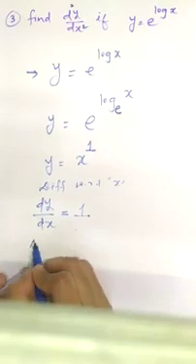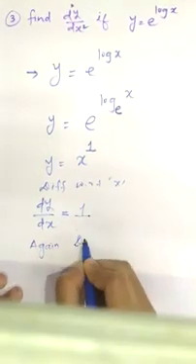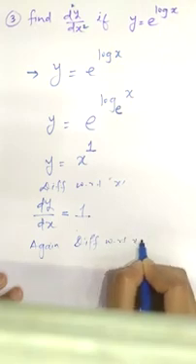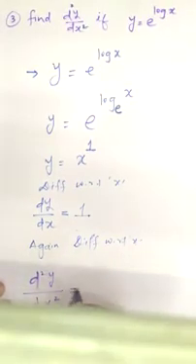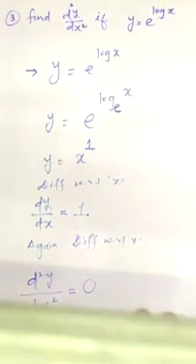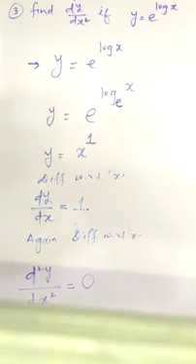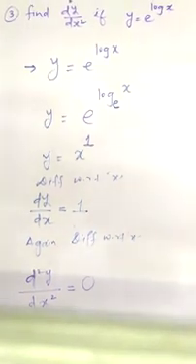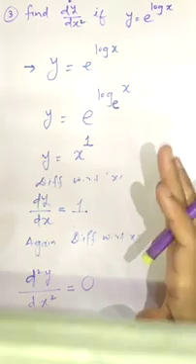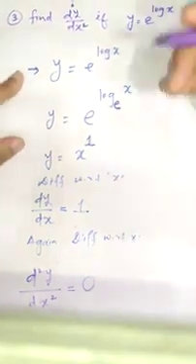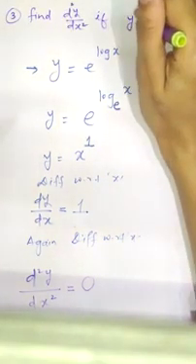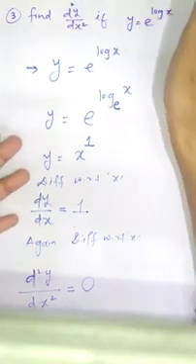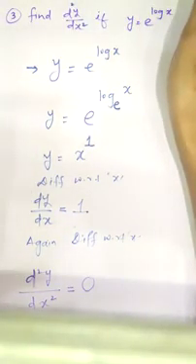So again, differentiating with respect to x. So we'll have d2y by dx squared, which is 0. Why is it 0? Because the second order derivative is 0, because the first order derivative is constant. So see, all the problems of the exercise 3.6 are very simple. Now next we have the miscellaneous problems, which you have to solve, right?